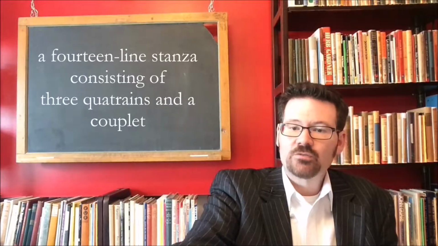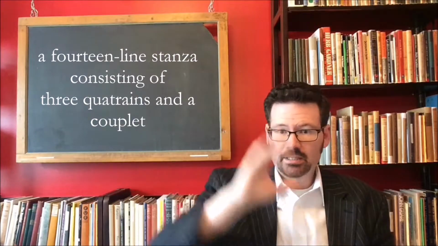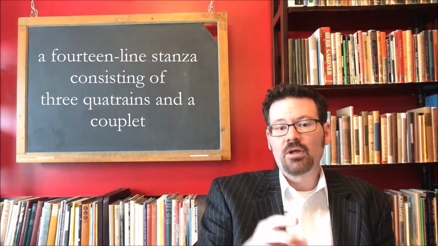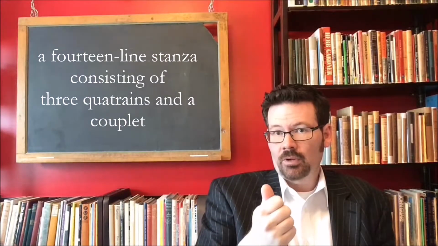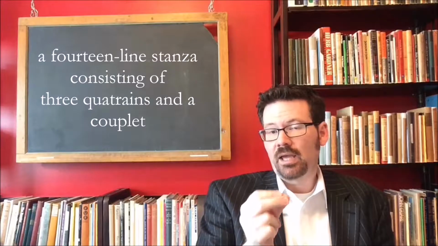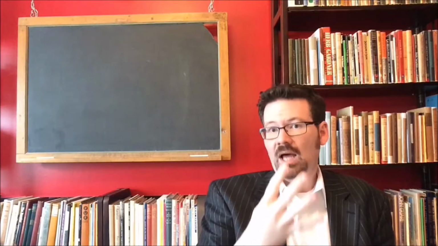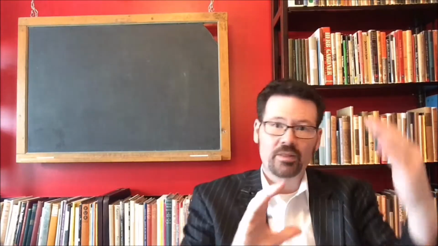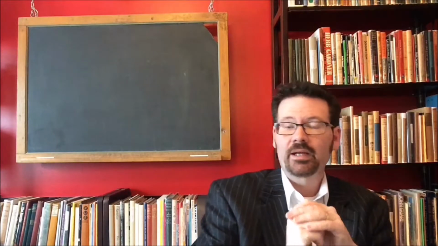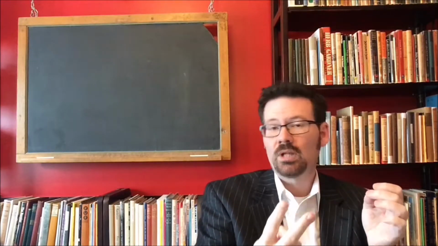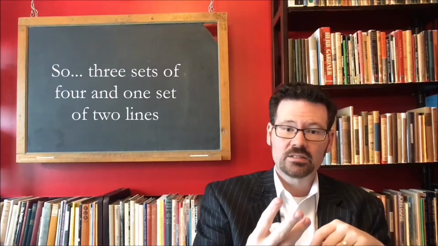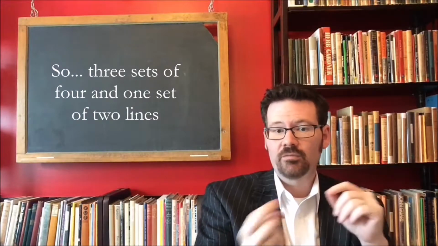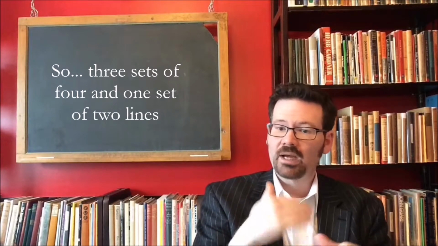So, English sonnet, it's 14-line stanzas, just one stanza, okay? And it consists of 3 quatrains and a couplet. Okay, now a quatrain is a group of 4 lines of a poem that are kind of grouped together. And then a couplet, of course, would be a group of 2 lines. So a sonnet then, since it's 14 lines, would be 3 sets of 4 and 1 set of 2. So it's 3 quatrains followed by a couplet.